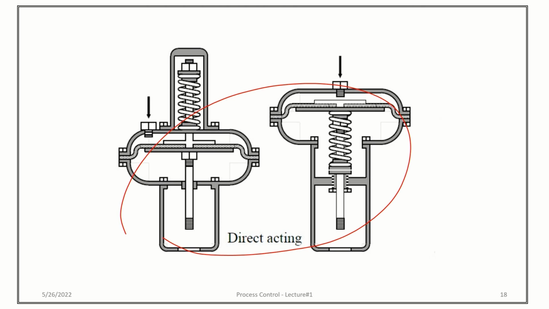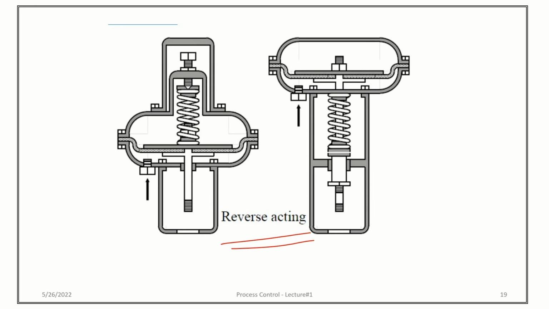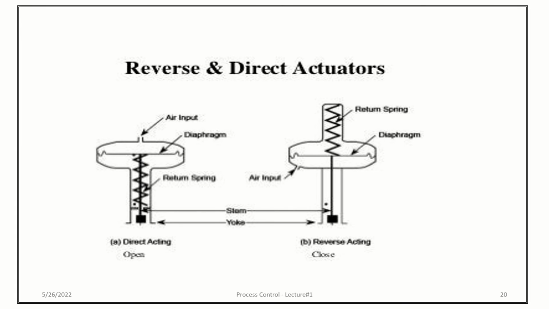Or you can say that the first one may be called your air to close valve and the second one may be called your air to open valve. I will tell you what is meant by air to open and air to close valve. In the air to close valve, when the air supply is increased from 3 to 15 psi, the valve gets closed. Air to close, that is more air, more close. Similarly, coming to the air to open valve, if you supply more air, the valve will open. More air, more open. Air to close, air to open.